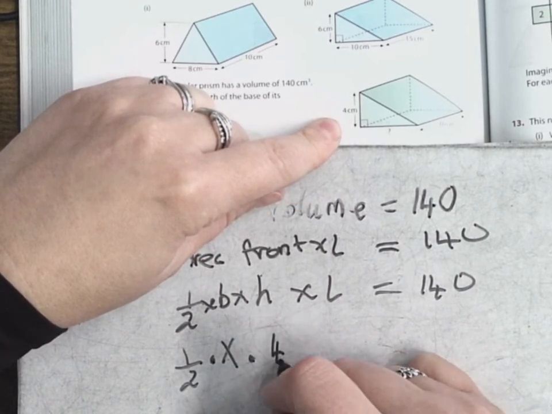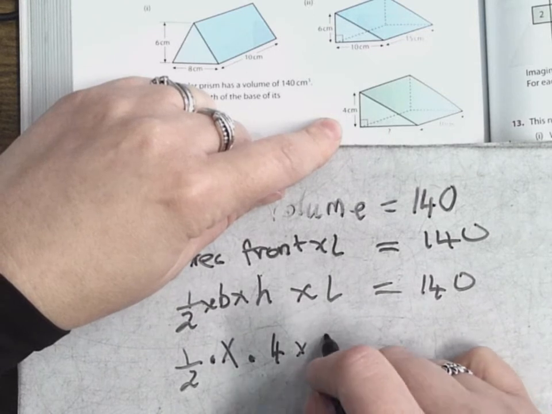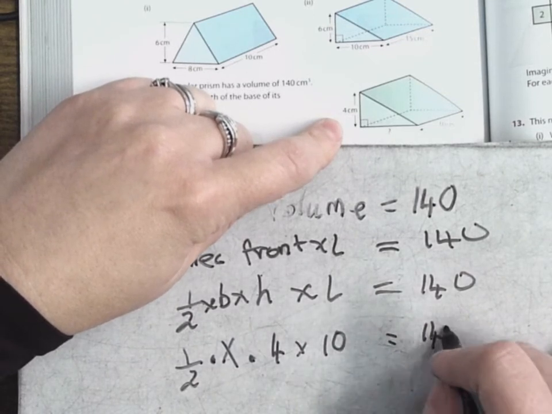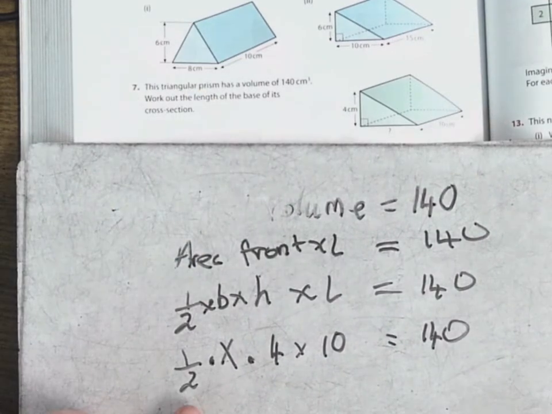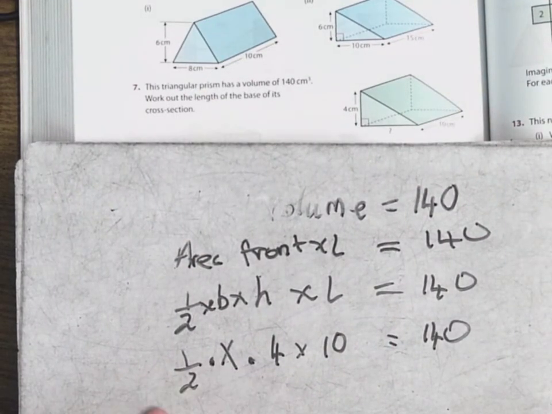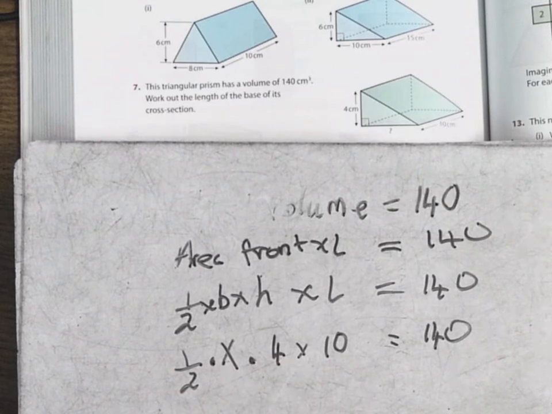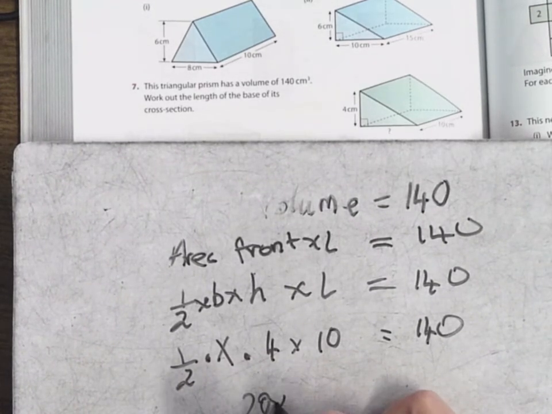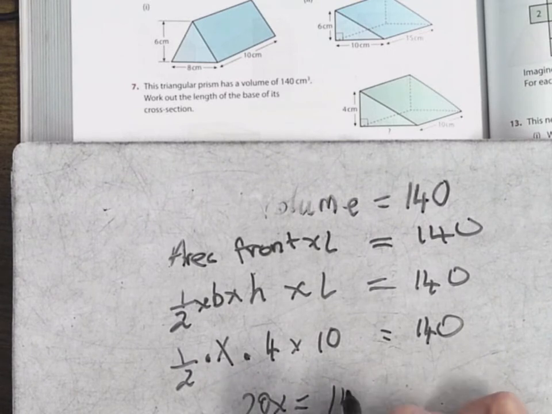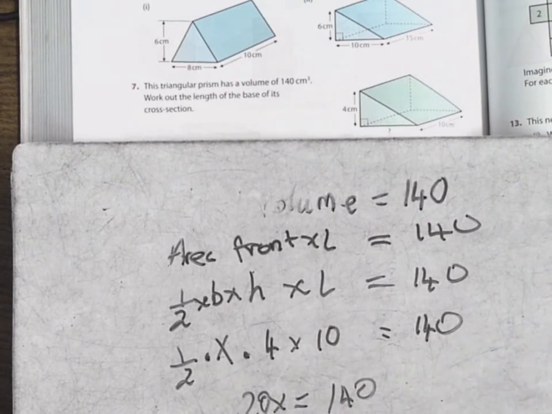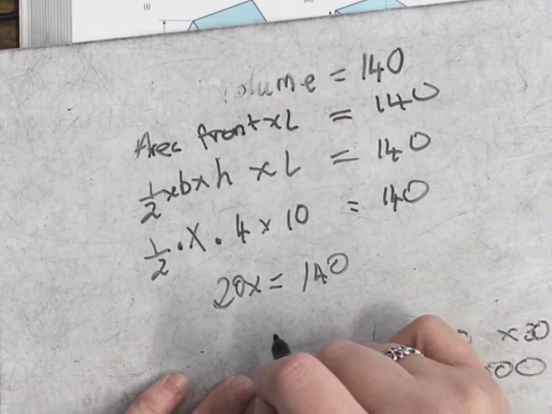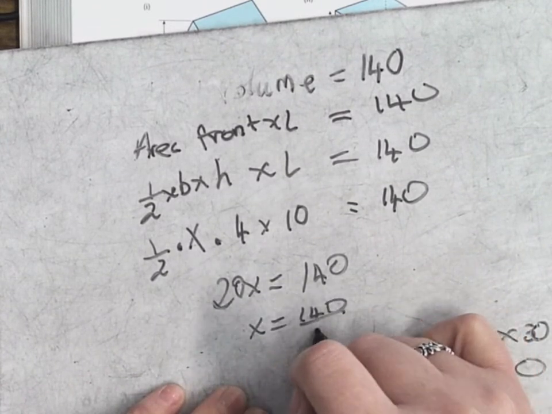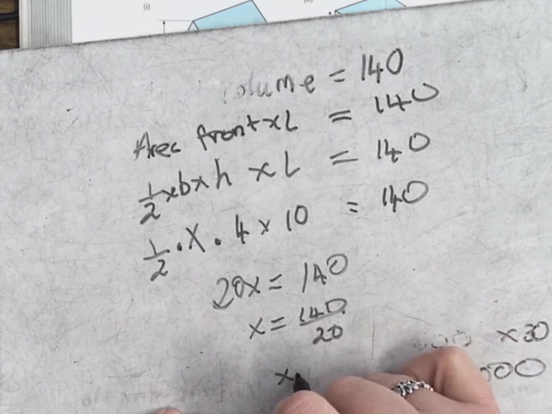4. Multiplied by the length back, 10. And the answer is 140. Okay? Multiply what you can. So a half into the calculator, a half multiplied by 4 multiplied by 10. That'll give you 20. And 20 multiplied by x is 20x. So 20x equals 140. So what do I do now? x is 140 over 20, isn't it? Which is 7. Okay? That's just one working backwards.